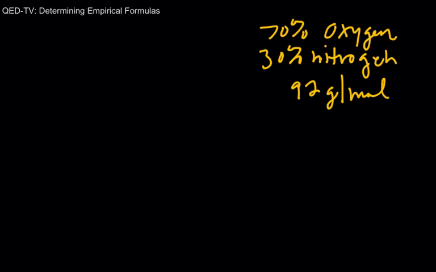Now, there is a very logical choice for how many grams of the sample to pick. If you get to choose, you should choose 100 grams, because if I choose 100 grams, I can do the math really quickly. With 70% and 30% of 100, I'd have 70 grams of oxygen, and I would have 30 grams of nitrogen.